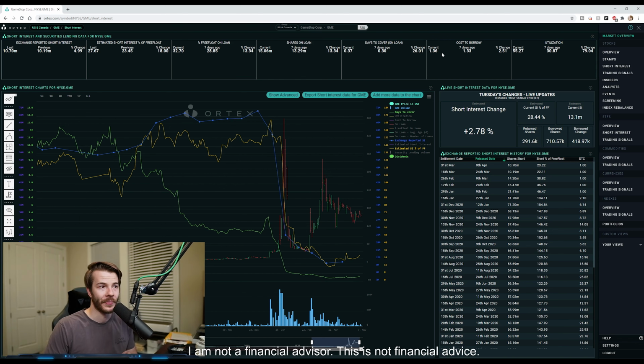And then our cost of borrow is sitting at 1.36, which has actually gone up over the past 7 days. The other huge thing I want to point out is the shares on loan. The shares on loan is sitting at 15.06 million, and our current short interest is at 13.1 million.